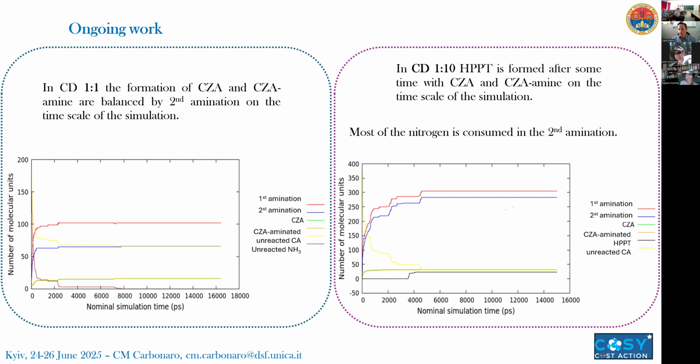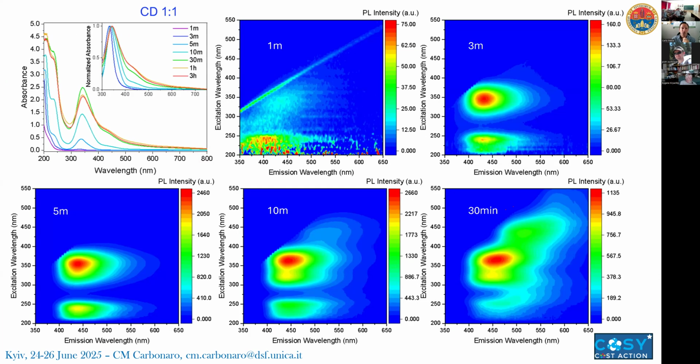So you see here our first results about what happens in the case of a 1:1 molar ratio of citric acid and urea, and in the case of a 1:10 citric acid and urea molar ratio. You see that in the first case we have the formation of citrazinic acid and its family at the expense, of course, of citric acid and urea. And in the other case, there is also the formation of HPPT, which started after the formation of citrazinic acid, which is what we indeed expected from the experimental point of view.